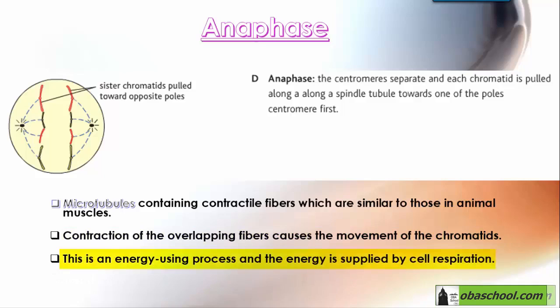This process uses energy, and this energy is supplied by cellular respiration. So one of the processes that use up energy provided by cellular respiration is mitosis, and specifically through anaphase.